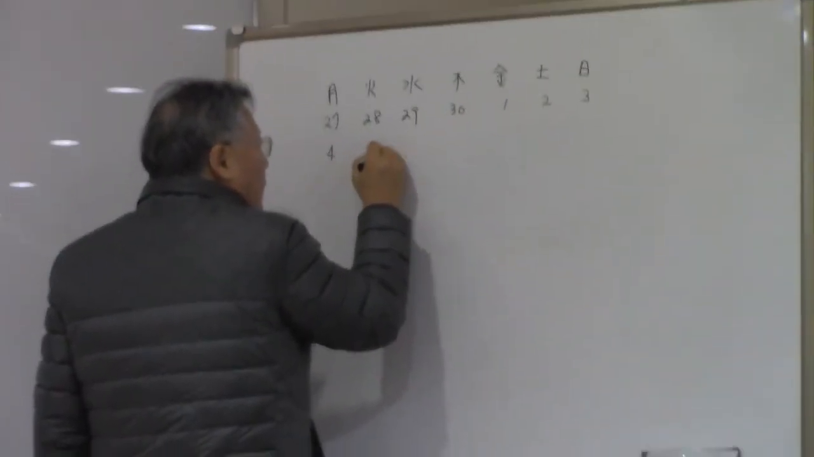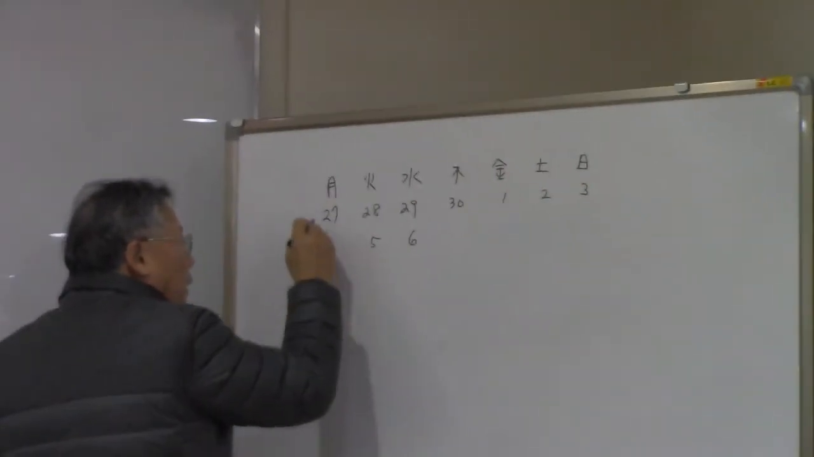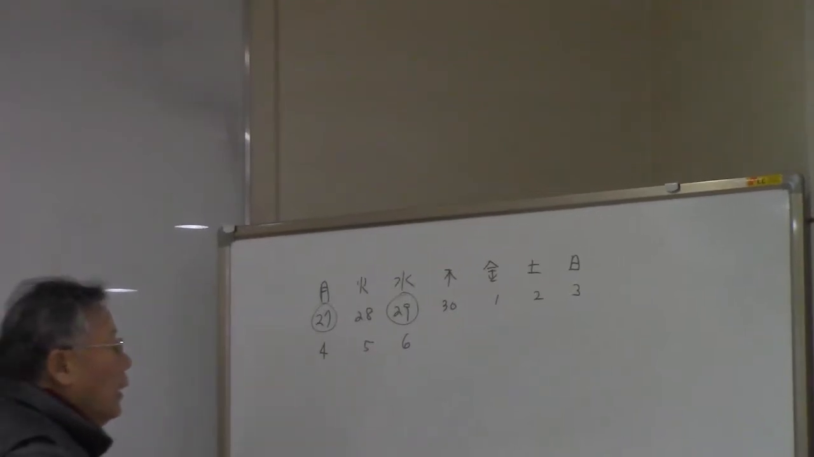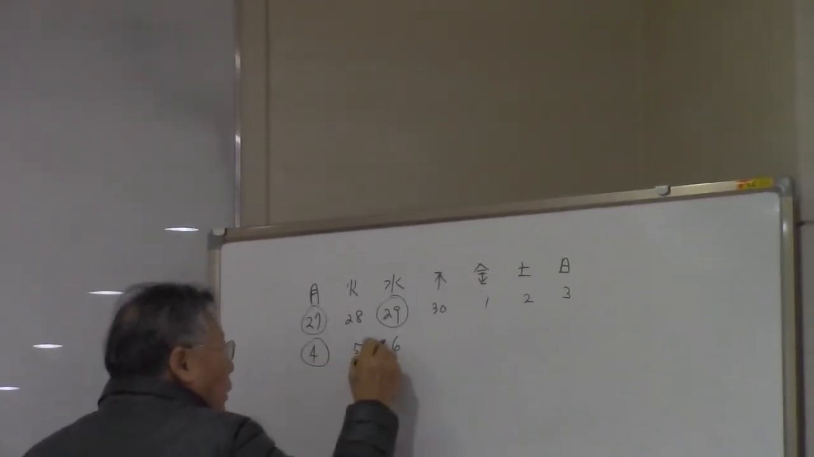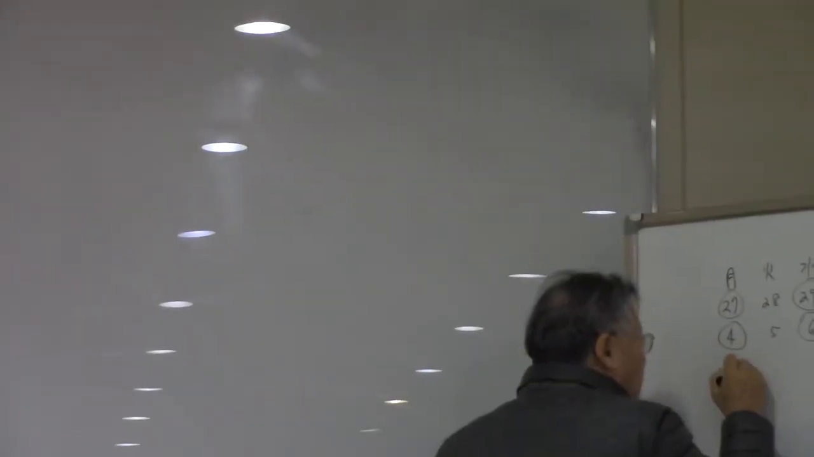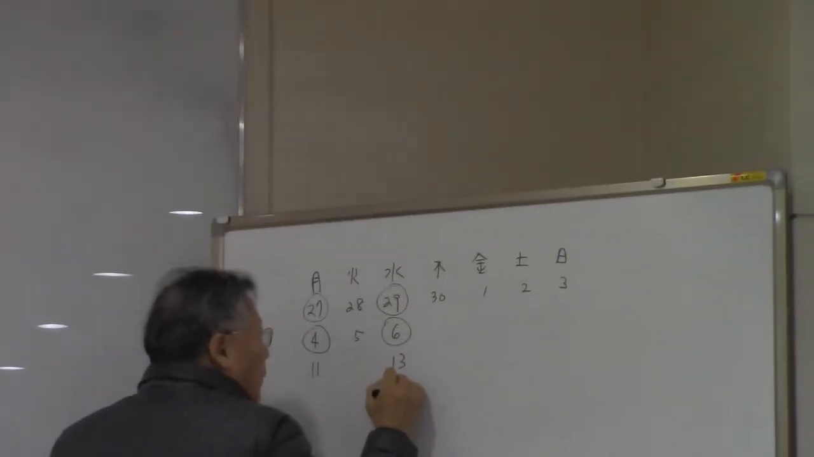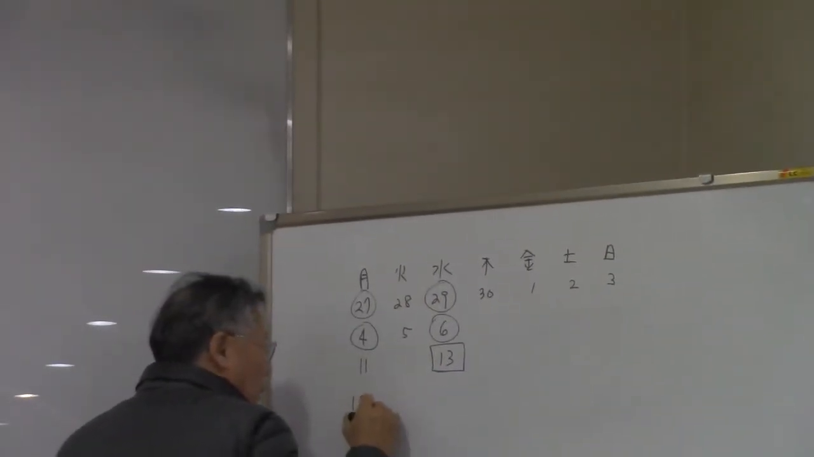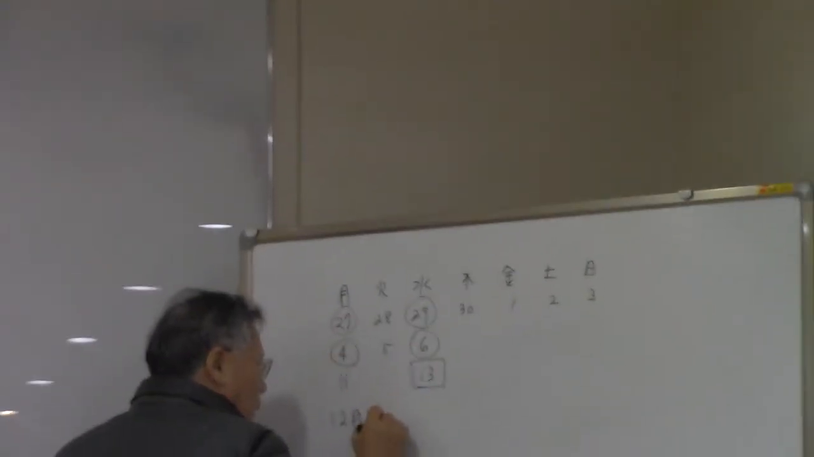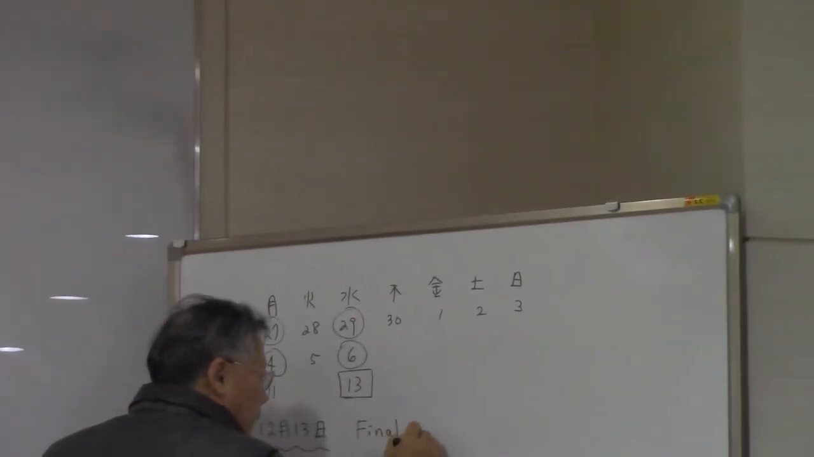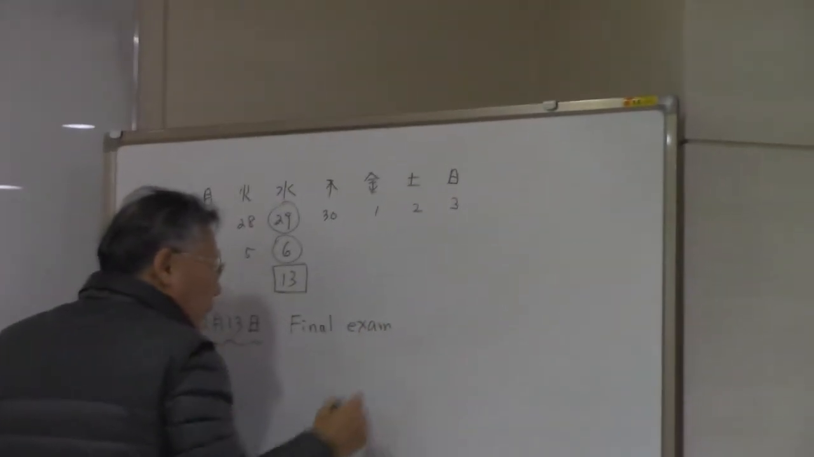So, I'm going to assign 2 lectures for the electrical properties and 2 lectures for the magnetic properties. Okay, and then we're going to have a final on December 13th. Final. All right?